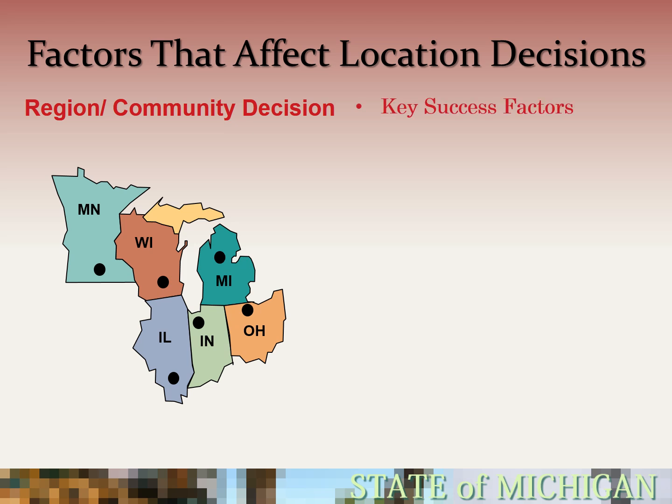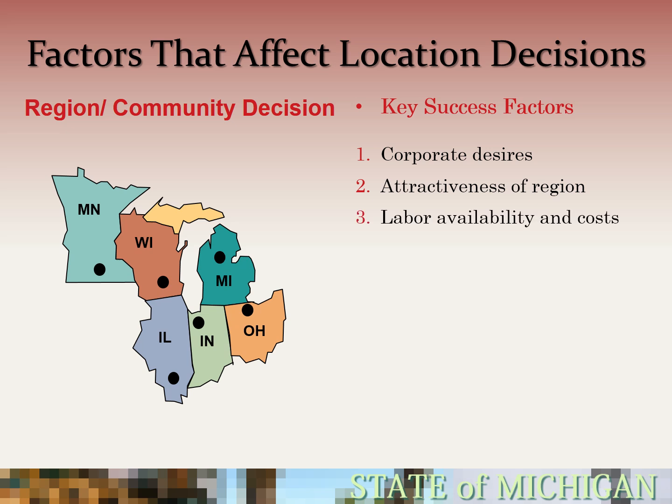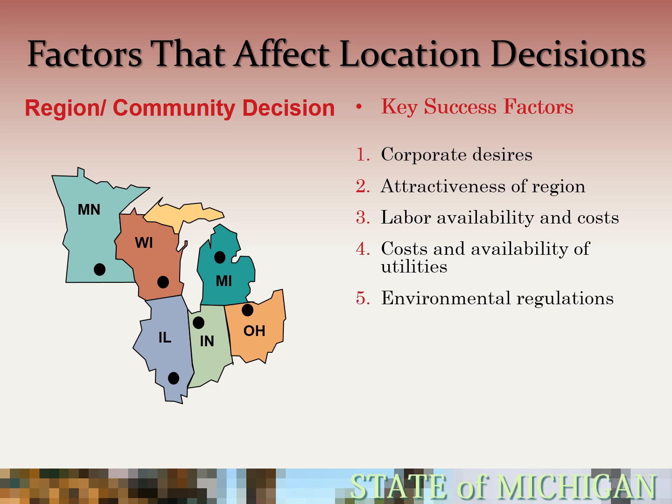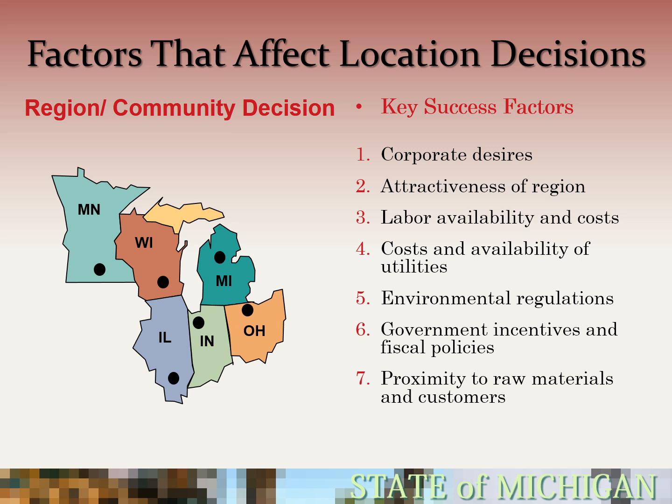For a regional, a key success is corporate desires, attractiveness of the region, the labor availability and costs, are they union or non-union, cost and availability of utilities, environmental regulations, some states have stronger ones than others, government incentives and fiscal policies, and what's your proximity to raw materials and customers? And what are the land construction costs?